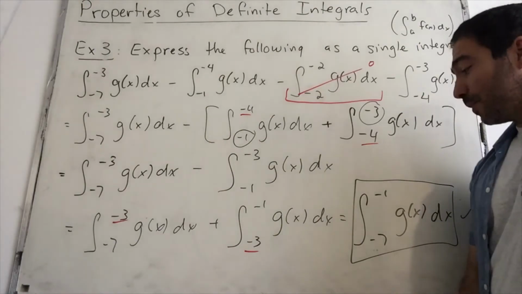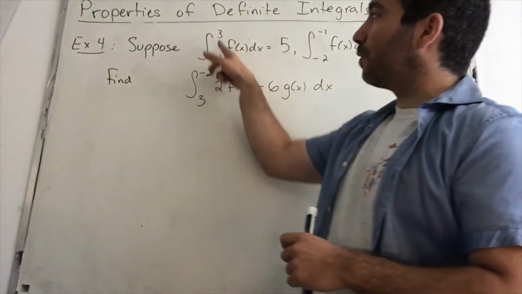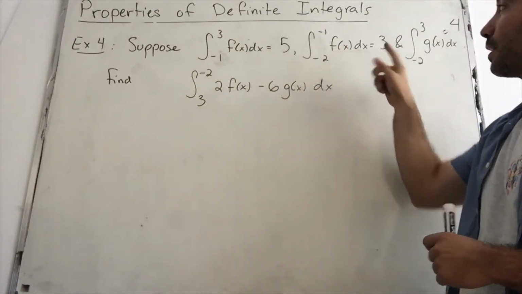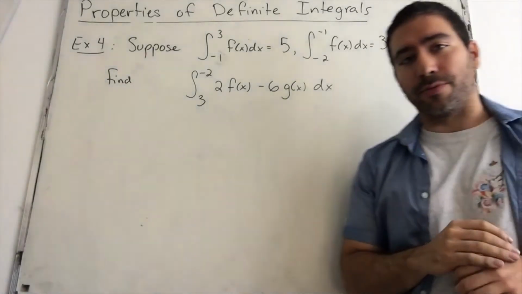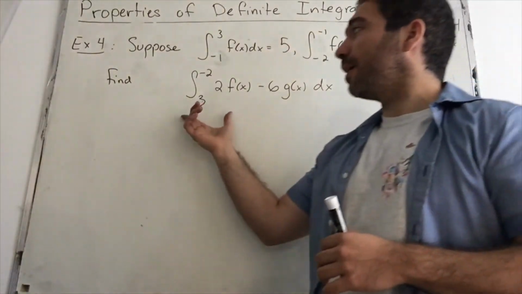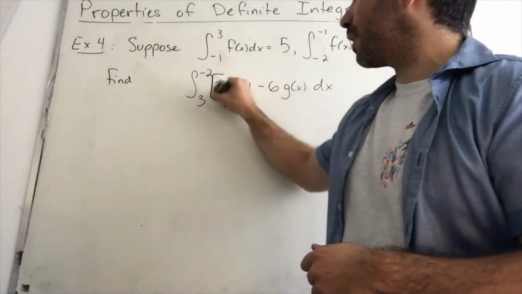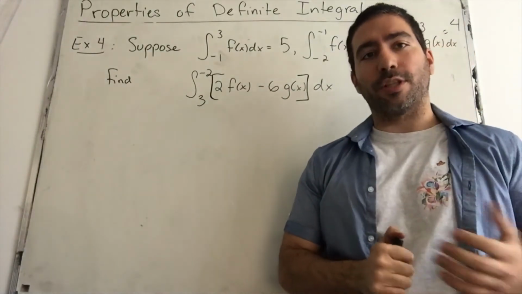Let's look at the next example. So in this next example over here, it says to suppose that the integral from negative 1 to 3 of f of x dx is 5, the integral from negative 2 to negative 1 of f of x dx is 3, and the integral from negative 2 to 3 of g of x dx is equal to 4. Using that information, find the integral from 3 to negative 2 of 2 times f of x minus 6 times g of x. Okay, so pause the video, give this a shot, see if you're able to solve for the answer.